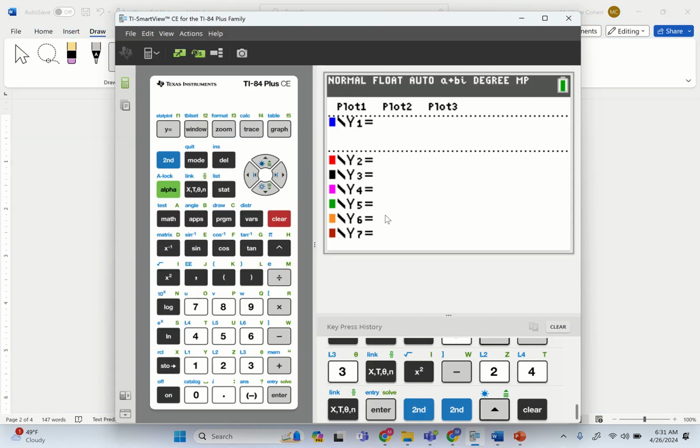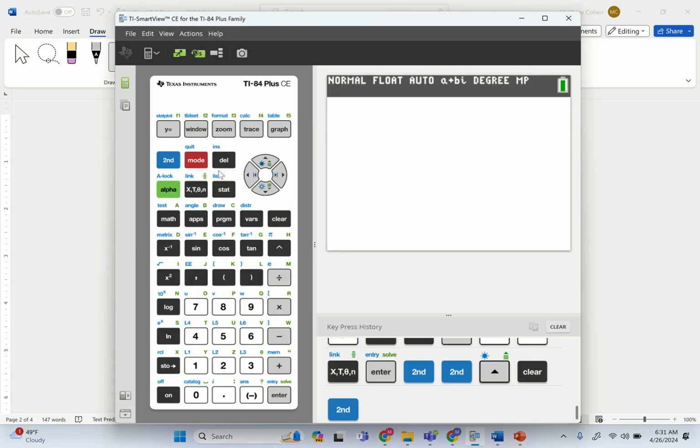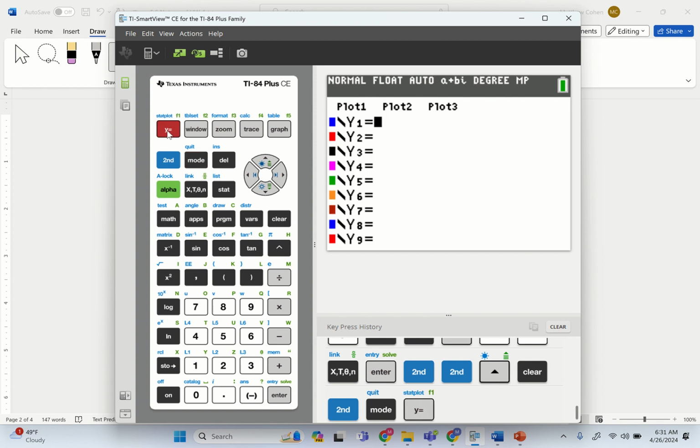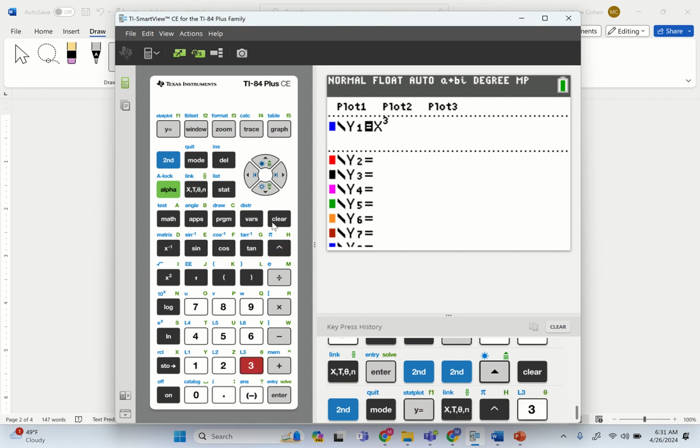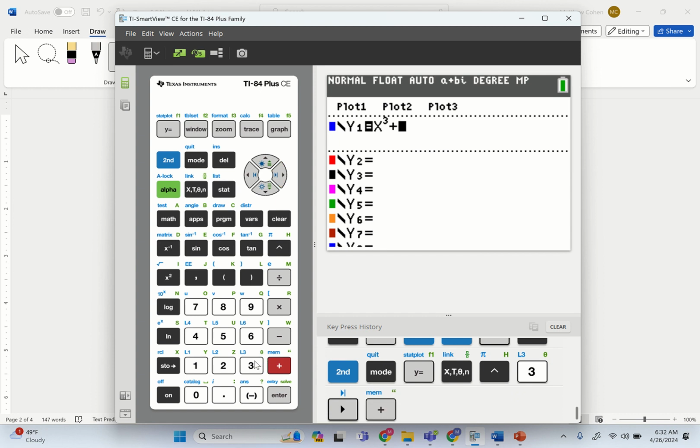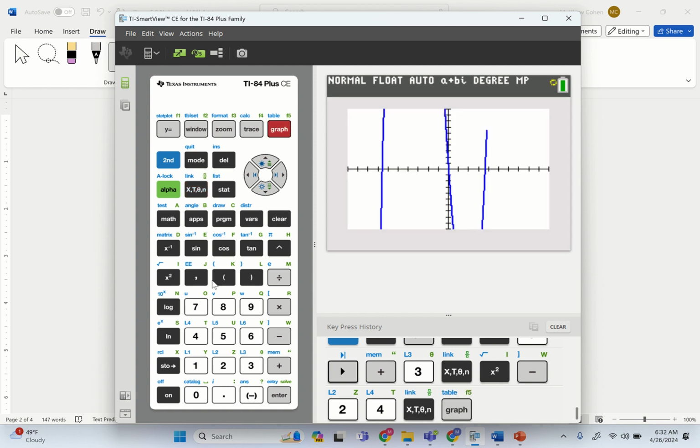So we'll go down here to my calculator. I'm already in y equals. If I'm starting at the home screen, we're going to go to y equals, and I'm going to put in x cubed plus 3x squared minus 24x, and then I'm going to graph it. And you should get something that looks like this.